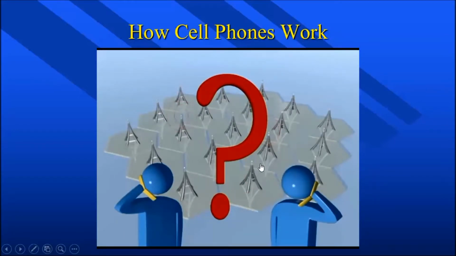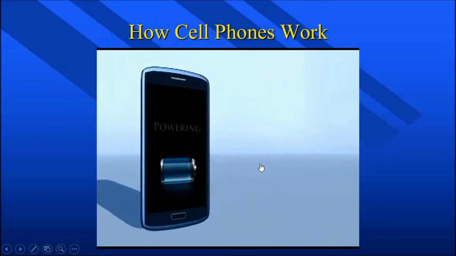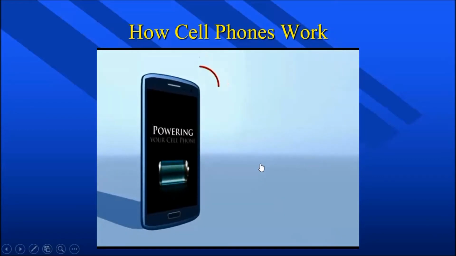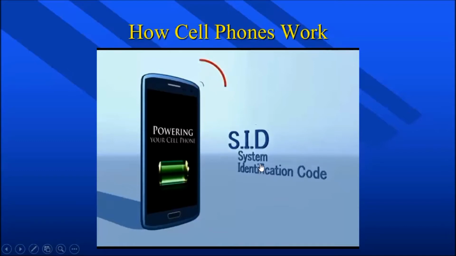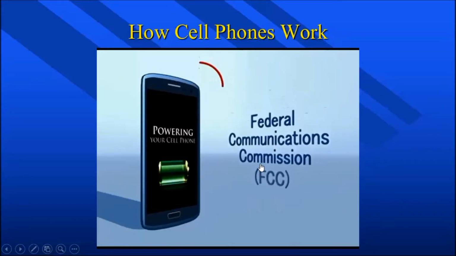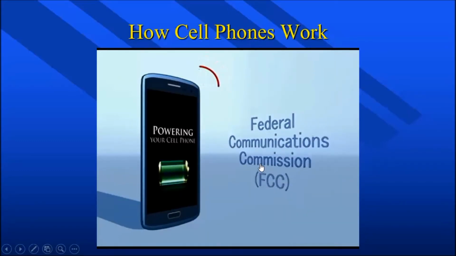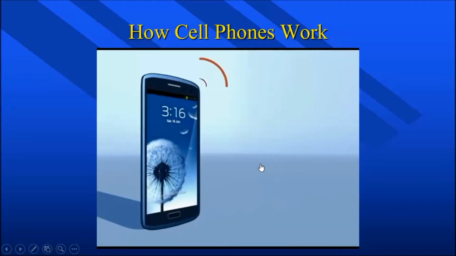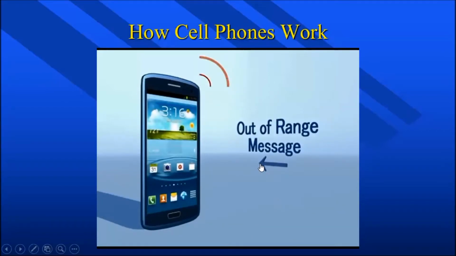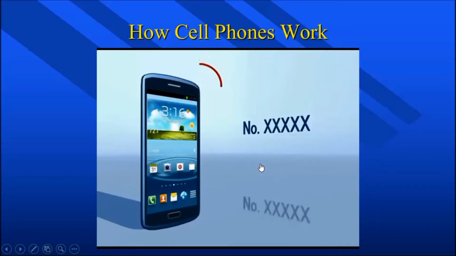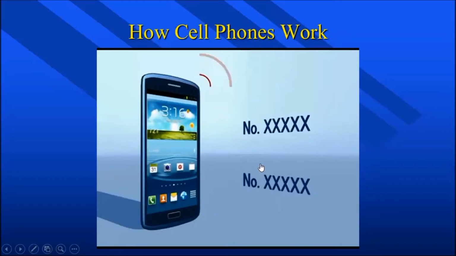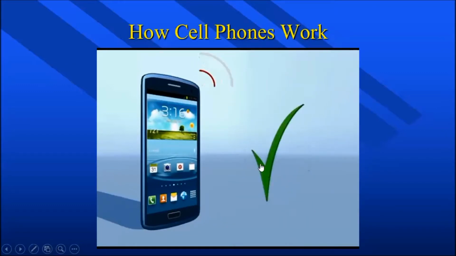So, what happens when someone calls you? When you first power up the phone, it listens for an SID on the control channel. The SID is the System Identification Code, a unique 5-digit number that is assigned to each carrier by the Federal Communications Commission. If the phone cannot find any control channels to listen to, it knows it is out of range and displays a no service message. When it receives the SID, the phone compares it to the SID programmed into the phone. If the SIDs match, the phone knows that the cell is communicating with this part of its home system.